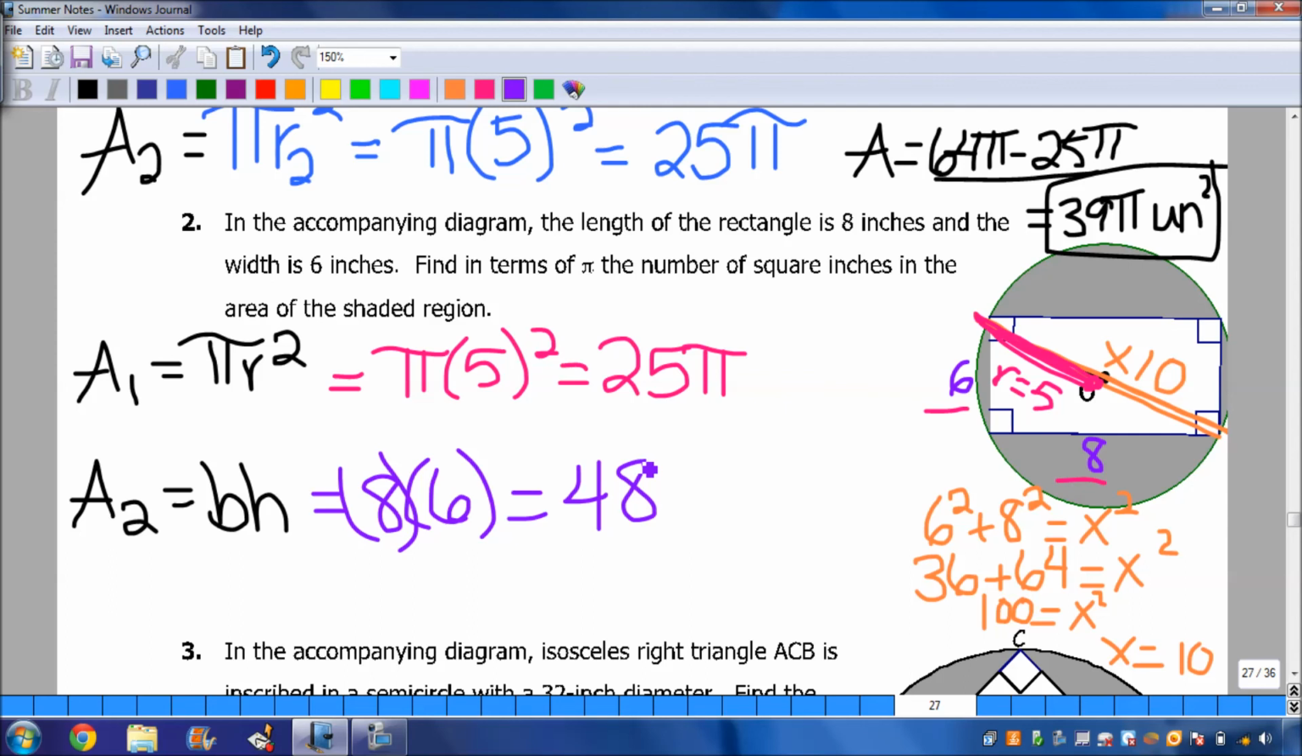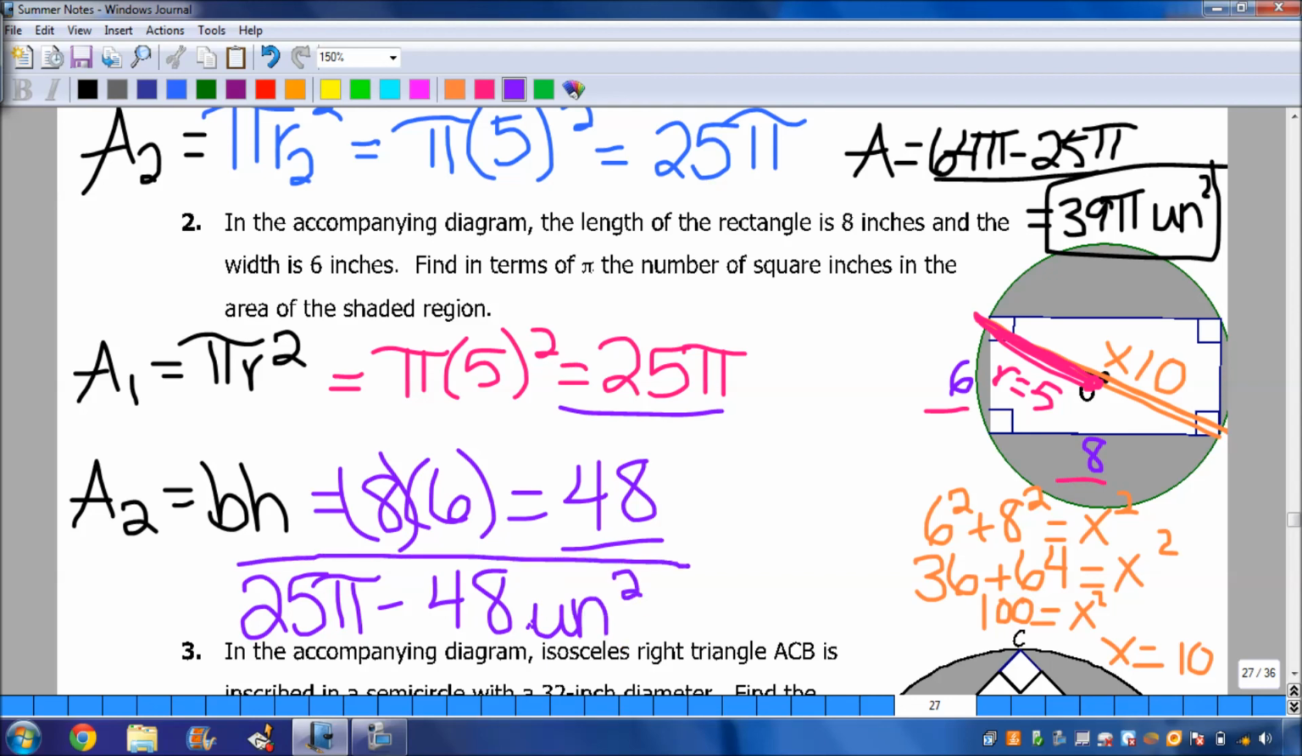Okay, so then all I have to do is take my larger area and subtract my smaller area from it. So I get 25 pi minus 48. Now, these are not like terms because this 48 does not have a pi on it, so this is my final answer. Okay, and we're not going to do question number 3. That's all you have to do for shaded area.